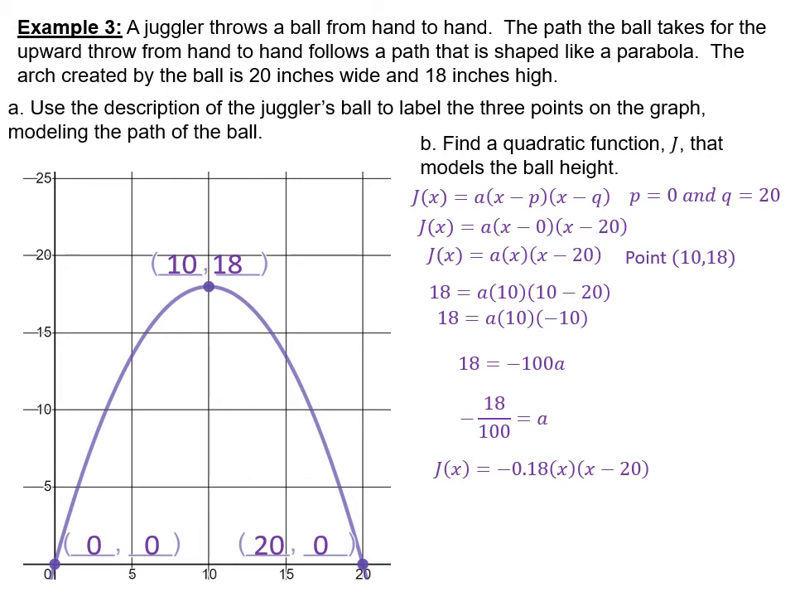So minimum for a quadratic, you kind of need 3 points. It really helps to have the 2 x-intercepts and 1 other point.